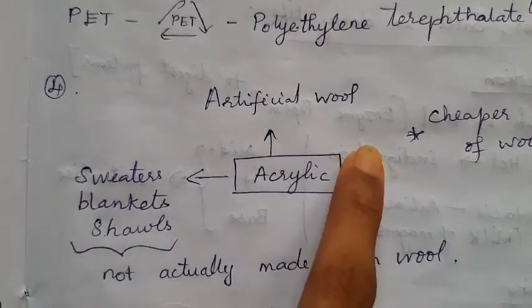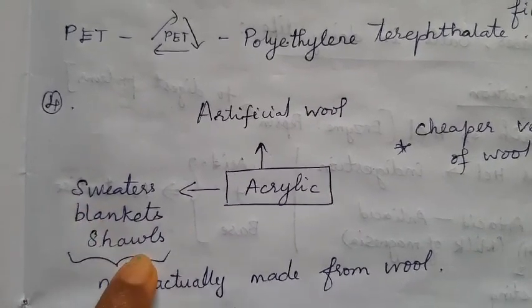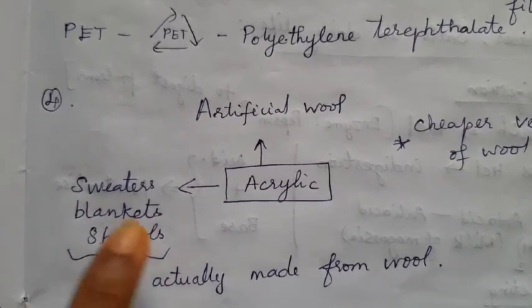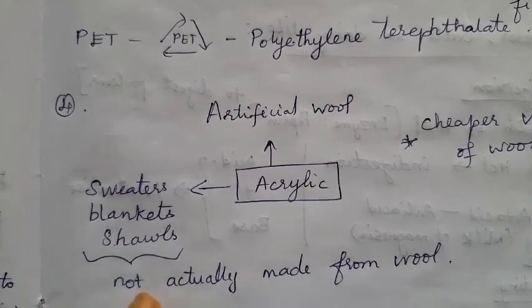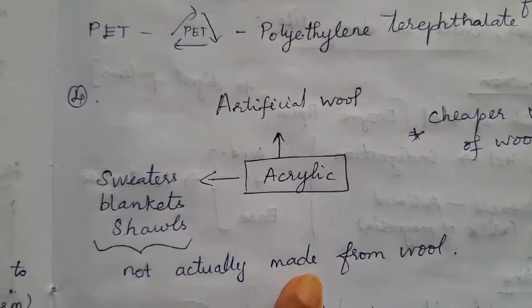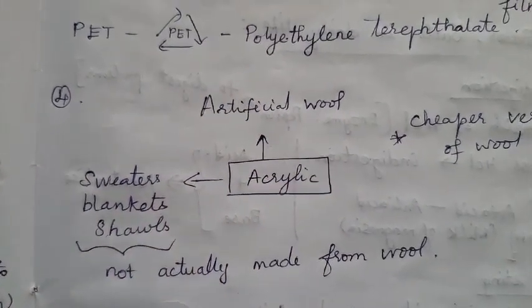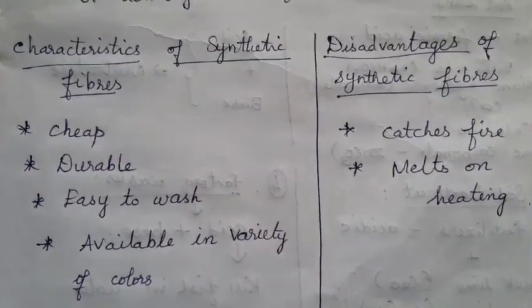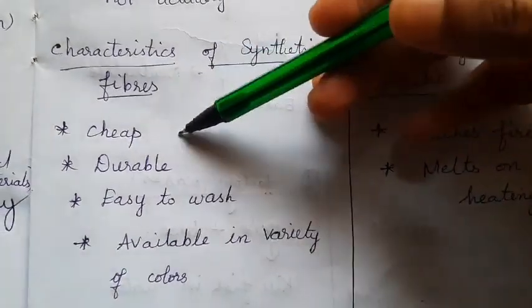Yeah. So where are we finding this artificial wool? In sweaters, blankets and shawls too. Some woolen shawls are there which are used by the foreigners to keep them warm. So they are actually not made from wool, they are artificial wool, that is your acrylic. Right, children? Yeah. So these are the characteristics of synthetic fibers, that they are cheap.